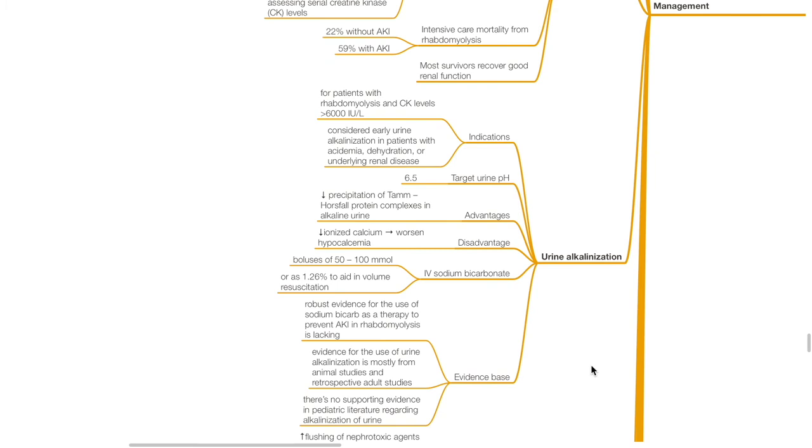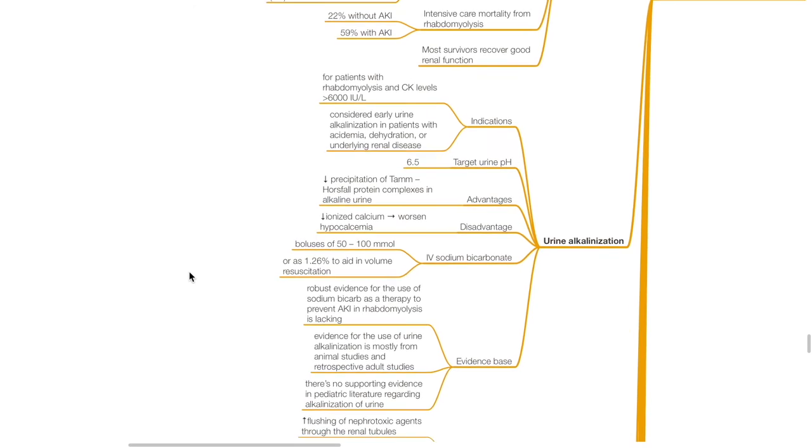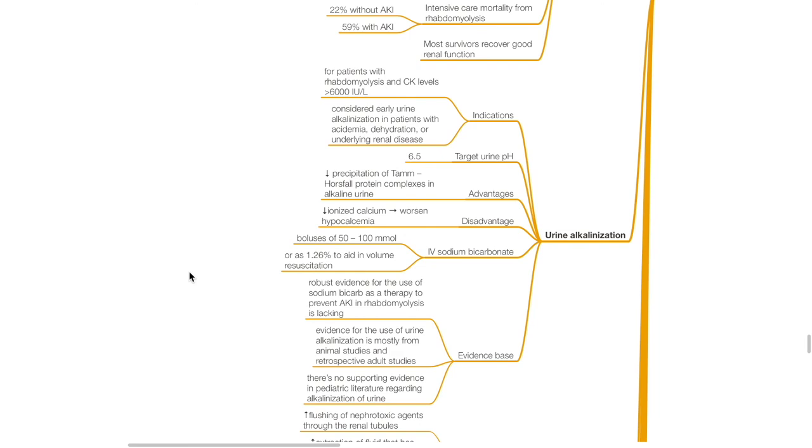Urine alkalinization. Indications include patients with rhabdomyolysis and CK levels exceeding 6,000. Consider early urine alkalinization in patients with acidemia, dehydration, or underlying renal disease. Target urine pH is 6.5. Advantages: there is reduced precipitation of myoglobin protein complexes in alkaline urine. Disadvantages: reduced ionized calcium results in worsening of hypocalcemia.